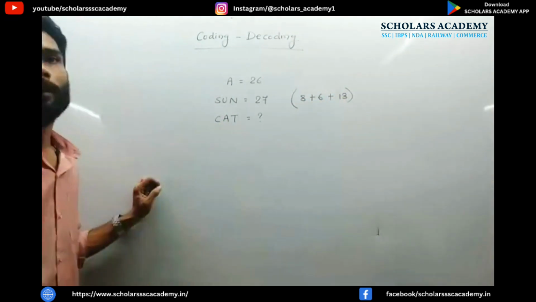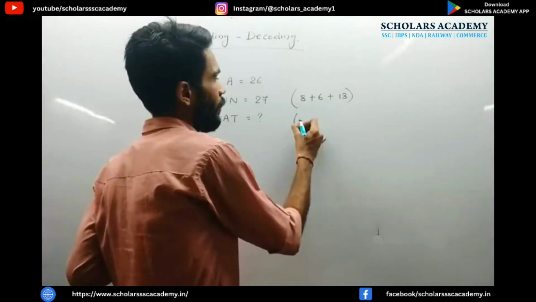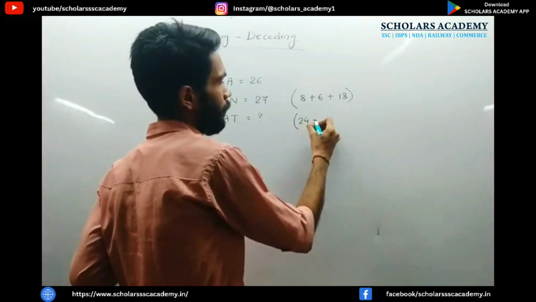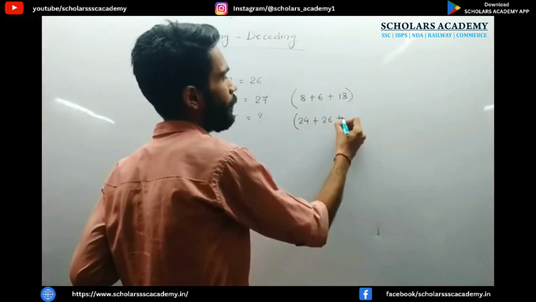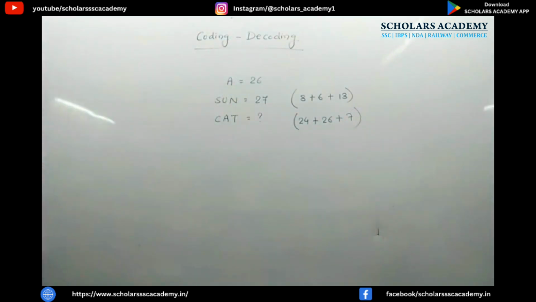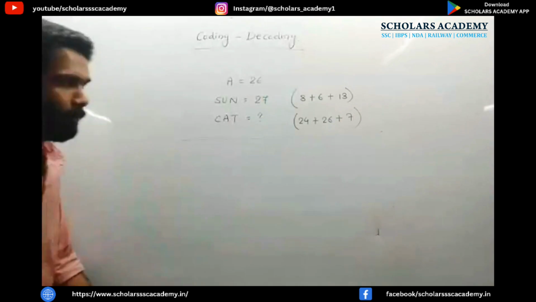So you have to use the reverse positions of C, A, and T, which are 24, 26, and then 7. Yes. Backward position based question.